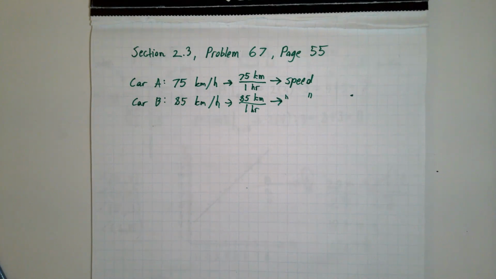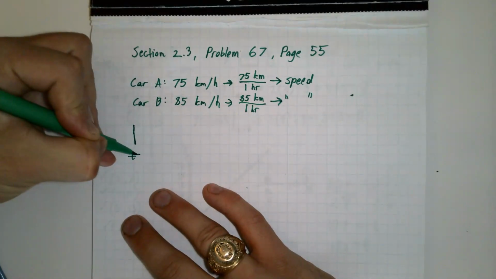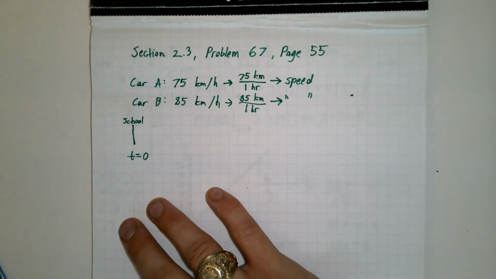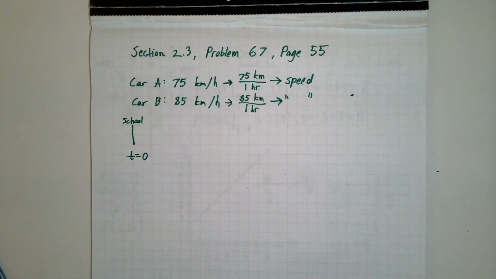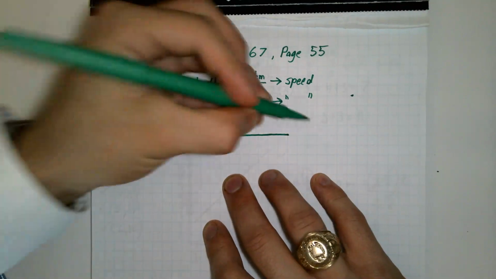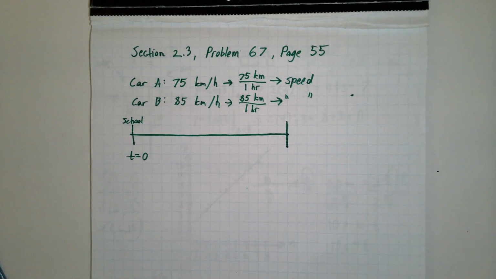Now, they both leave from school from the same position at the same time, at time equals 0. So at time equals 0, they're here at school, wherever that is. That's where they're leaving. What we're tasked with doing is drawing a position time graph showing the motion of the cars over the 3 hours. When they go from school to whatever their location is, we want to represent that motion in a position and time graph. I'm going to leave this here.